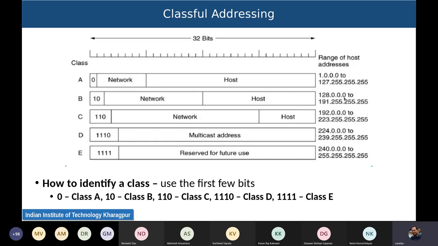Okay. Similarly for class C, the first 3 bits are 110. If I consider all the remaining bits as zeros, then it starts with 192.0.0.0. If I consider all ones, then it ends at 223.255.255.255. Similarly, class D was reserved for the multicast address space. We will later discuss what is a multicast address, and the address range is 224.0.0.0 to 239.255.255.255. And class E was reserved; that address space was 240.0.0.0 to 255.255.255.255. So that was the broad idea about classful addressing.